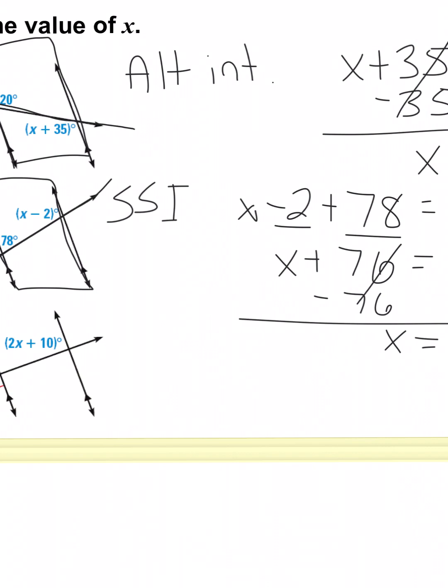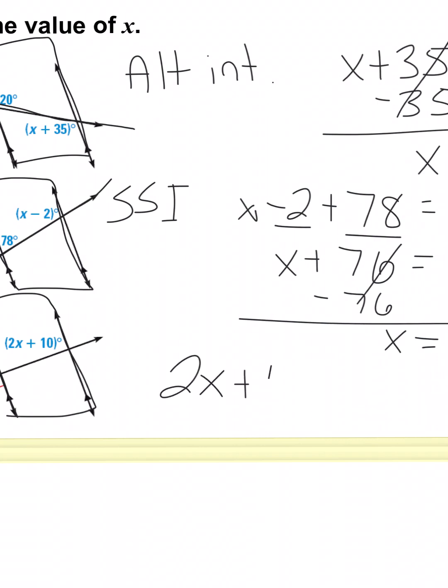18, last one. Draw your box around the parallel lines. Inside, outside? Both. Is it corresponding though? No, because they're not on the same side of the transversal. It's going to add up to 180. We got to do some work first, right? What does this little box mean right here? 90. If this is 90, aren't all 3 of these 90? Yes. So this angle is also 90. How do we find the value of x?